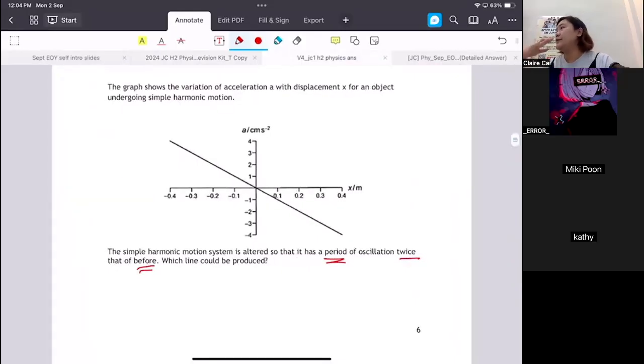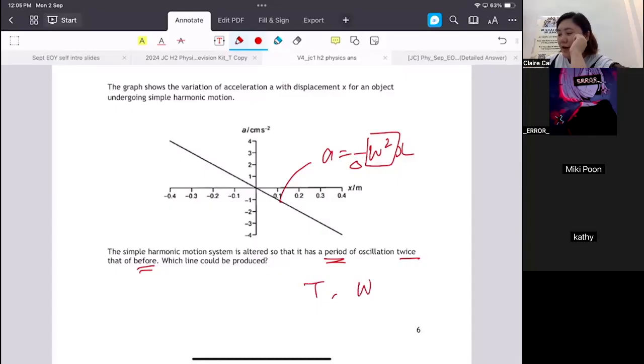So you have to think that the shape will still be the same, but when the period changes, what changes is the gradient. So what's the gradient for this one? a equals negative omega squared x, so the gradient is negative omega squared, correct? When our period is twice, how will it affect omega? Which formula links T and omega? Yep, omega equals 2 pi over T.